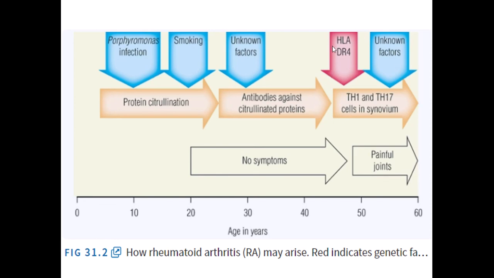Some genetic factors that could be involved, like HLA, for example, types. The HLA-DR4, they are more susceptible. Also some other factors that are not known till now also. But the T helper 1 cells and the cytokines that they produce, they play the major role. T helper 1 and T helper 17 cells, they play a major role in that.